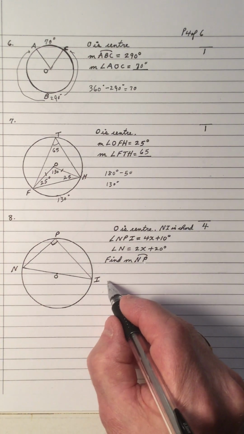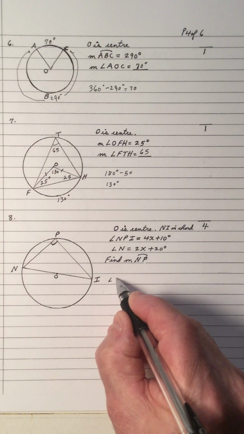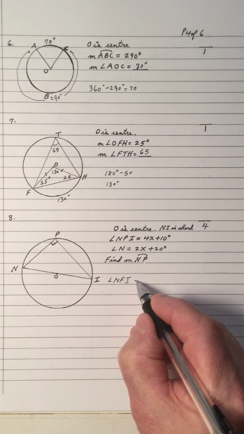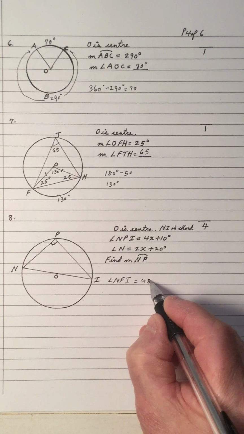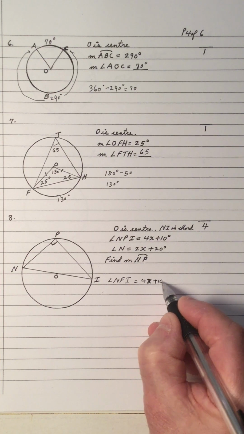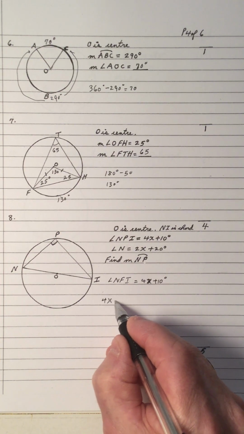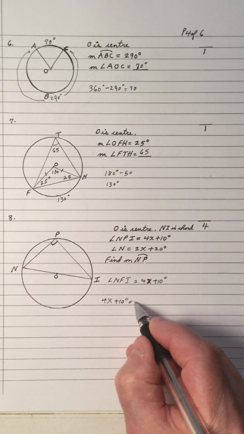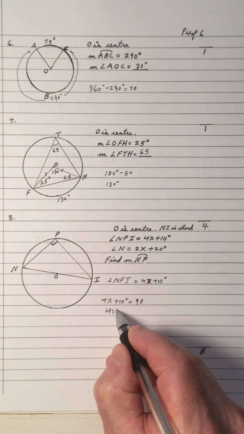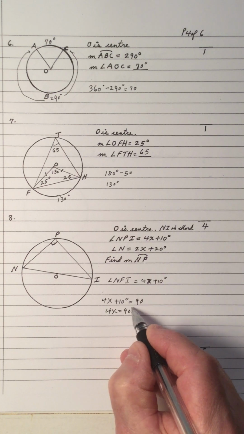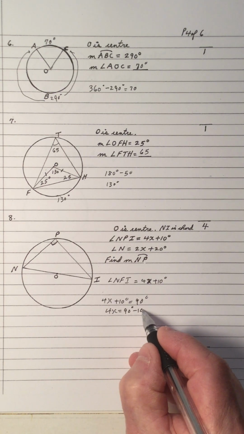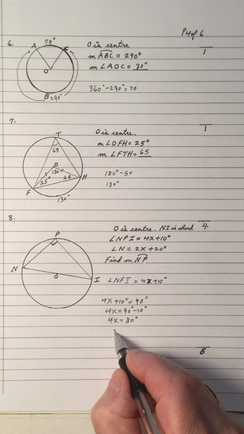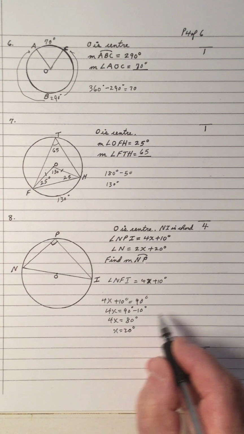That means we have the angle NPI equal to 4x plus 10. So that means that 4x plus 10 is equal to 90 degrees. That means 4x is equal to 90 minus 10. 4x is equal to 80 degrees. Divide by 4, x is 20.